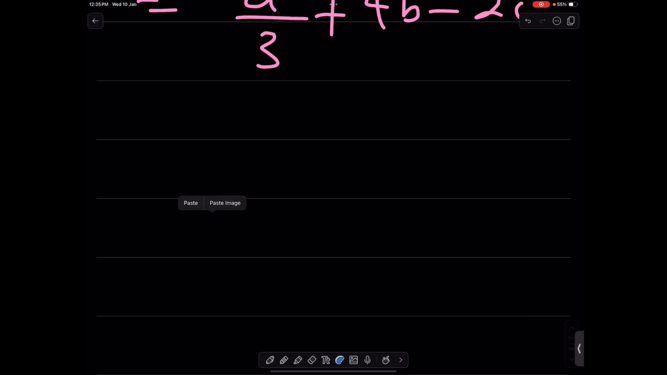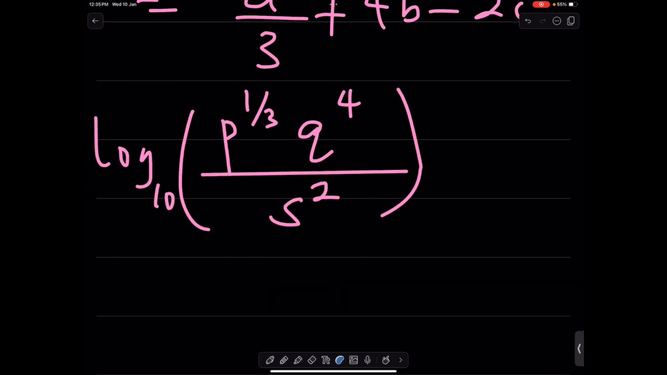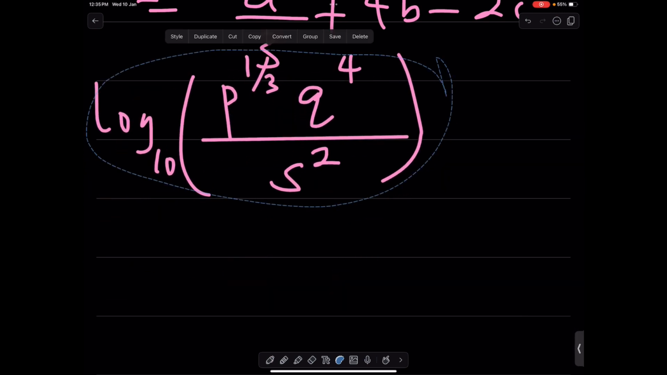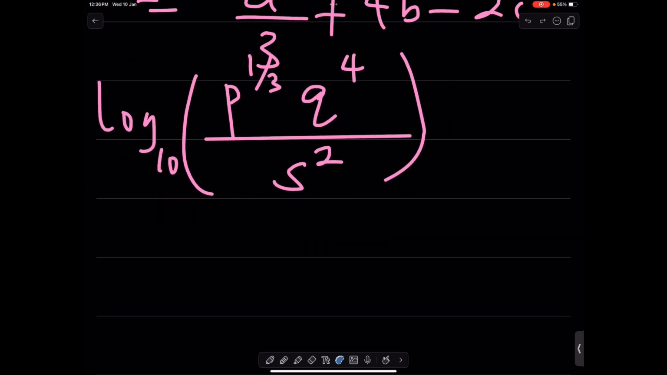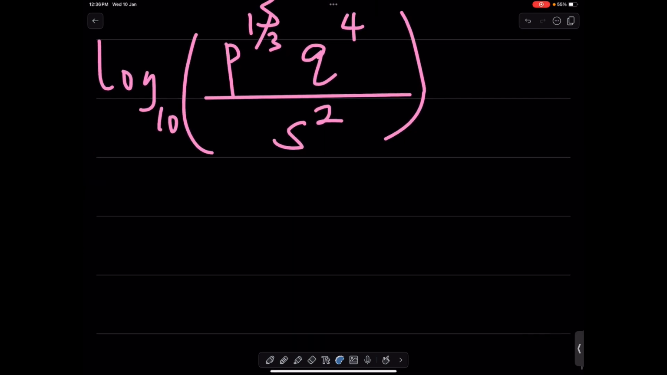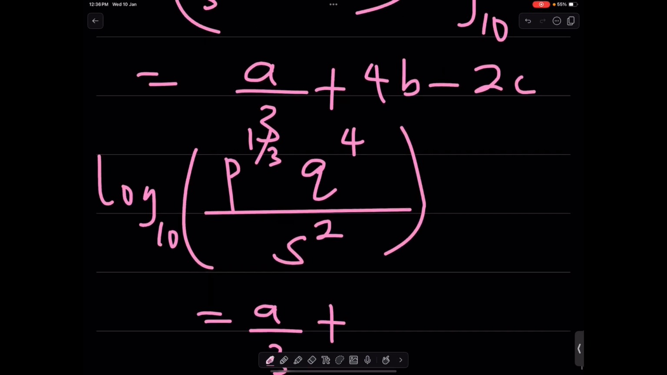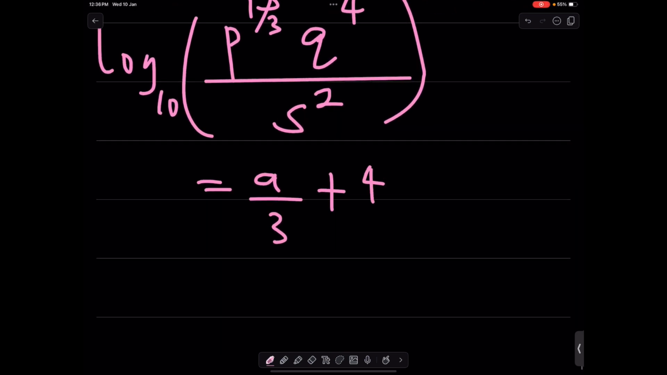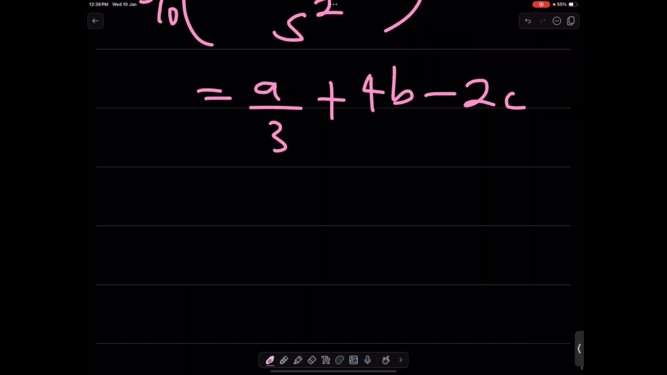That simply means this, written in terms of a, b, and c, is equal to a over 3 plus 4b minus 2c. And that's it, very, very simple.